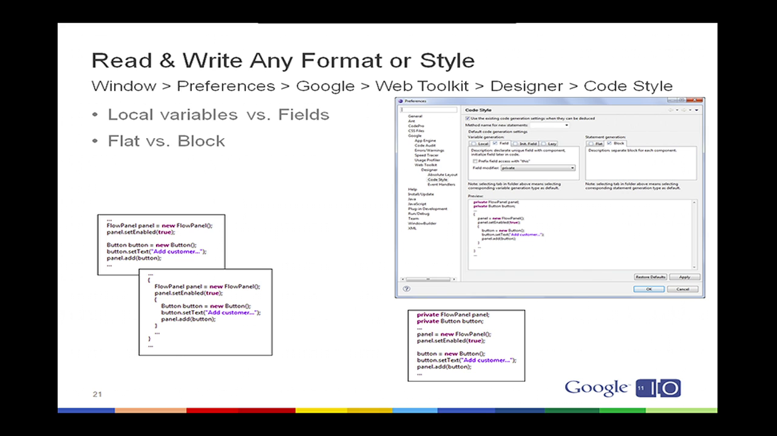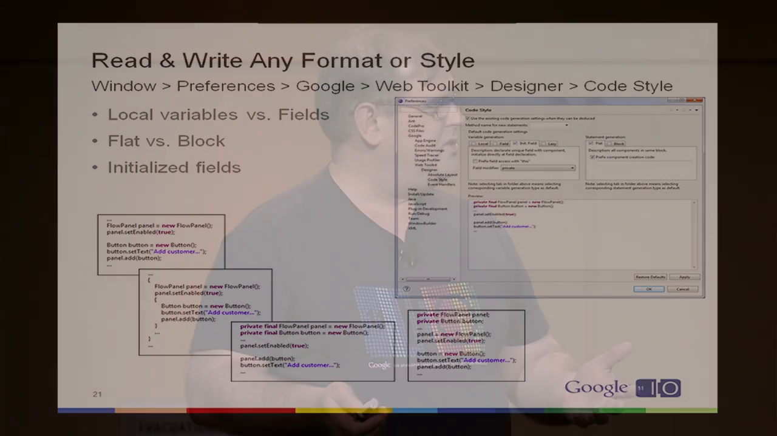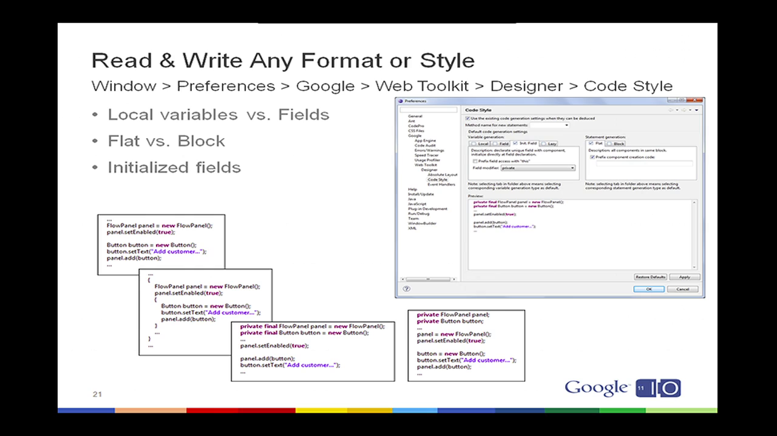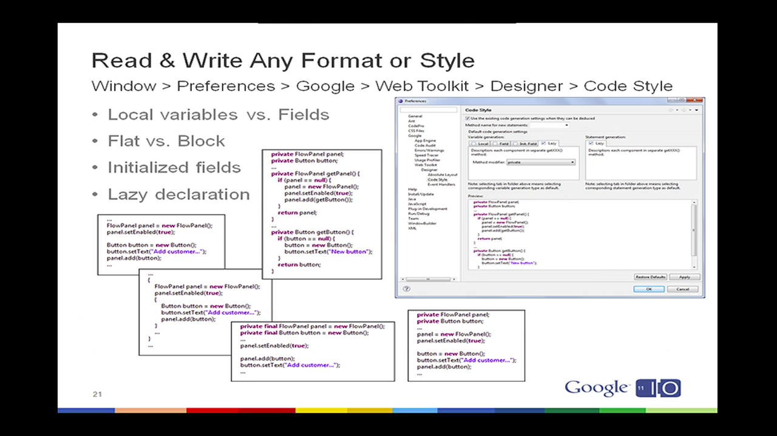It also supports a flat layout versus a nested block layout. So if you have a hierarchy of components, you can actually see those in nested blocks, which some people like. You can also do pre-initialized fields, so rather than having the widgets initialized in line, they're initialized where they were created. And finally, for anybody coming from the far distant VA Java world, who might remember the lazy declaration style from VA Java, where you have each widget defined in its own method, we support that kind of generation as well.